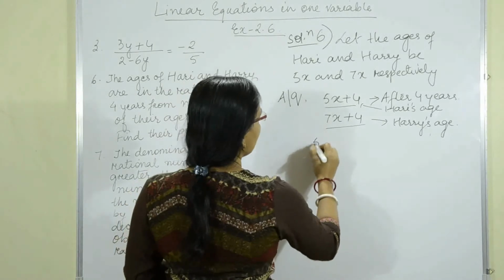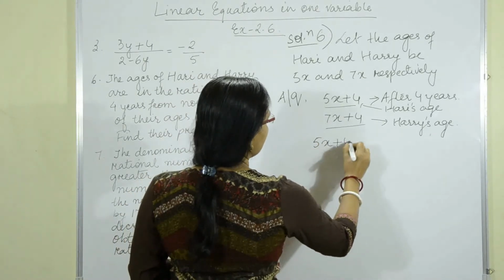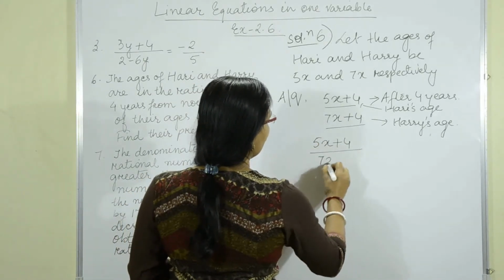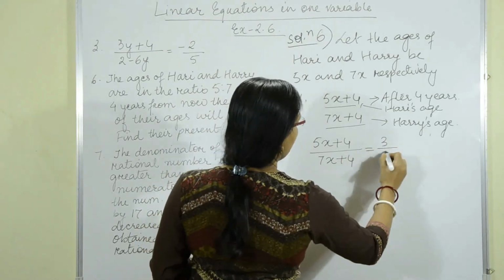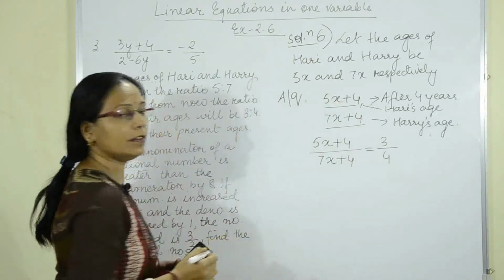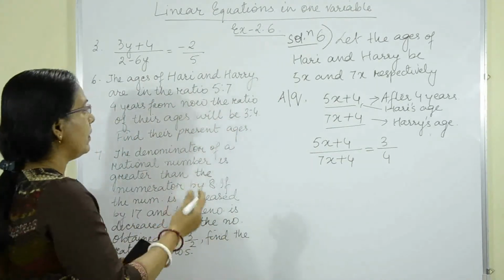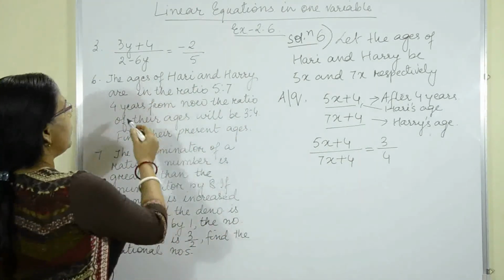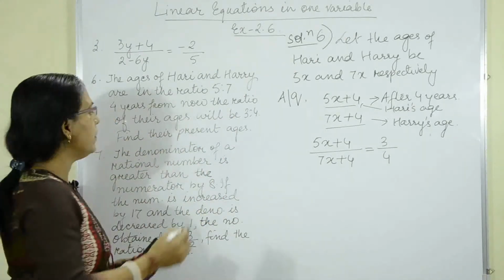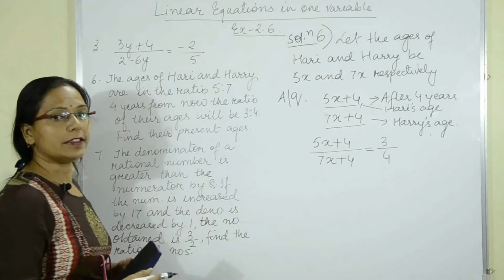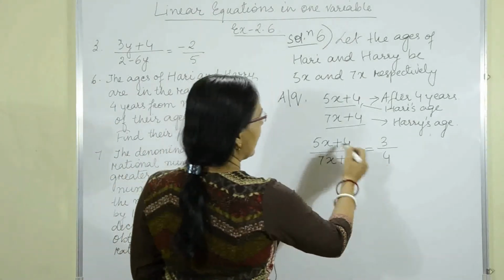Now, when they are talking about ratio, again the numerator and denominator come here, equals 3/4. Now, this is what the equation is. After 4 years, the ratio of the ages will be 3:4. Find their present ages. Now, you will have to find their present ages.